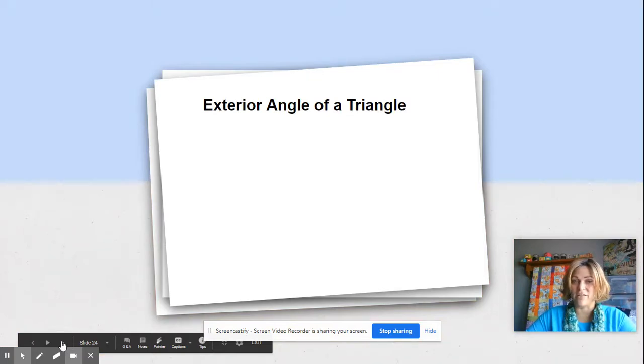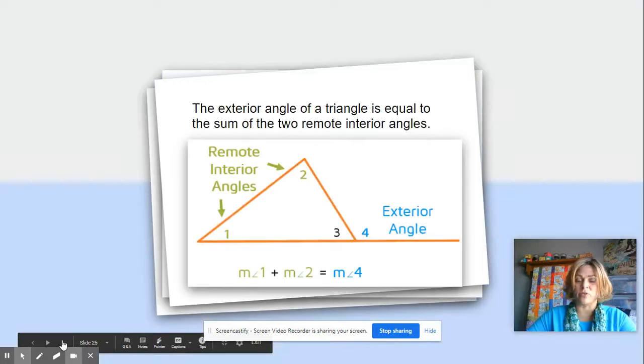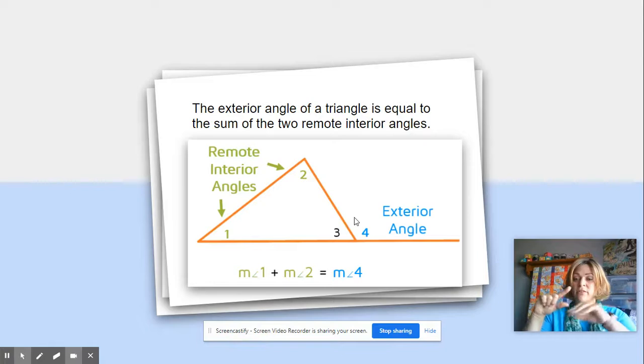Exterior angle of a triangle. Exterior, think on the outside. And this one is really a lot easier with a visual, so I'm going to go straight to this one. This is the exterior angle. When you have a triangle, there's a line extended out, one of the sides. One of the sides is extended. The angle that's created is the exterior.